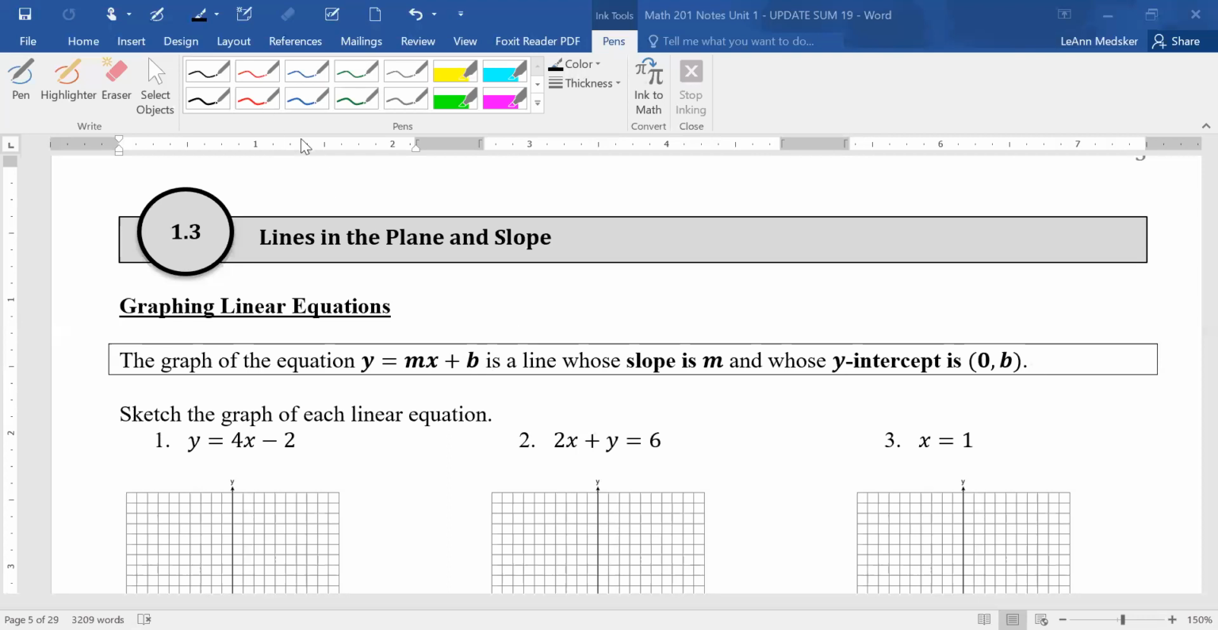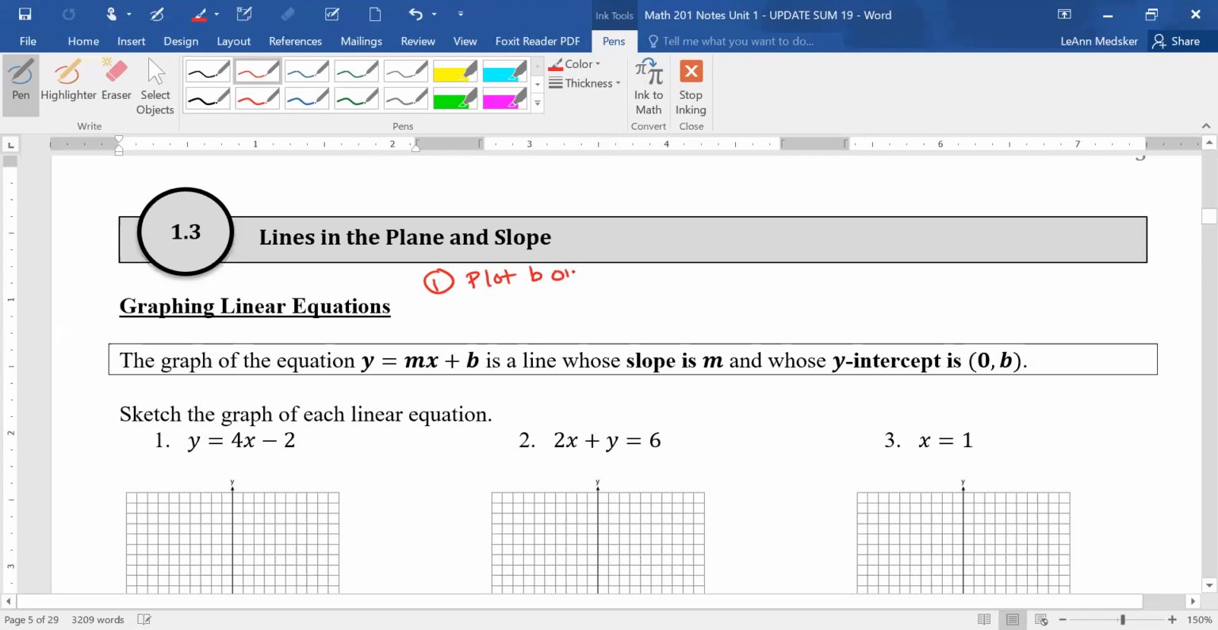So your steps for plotting this are going to break down into 3 steps. 1, you're going to plot the b on the y-axis since it's a y-intercept. 2, you're going to use the m to rise, run, and we'll talk about what that means, to find a second point. And 3, you're going to draw the line.